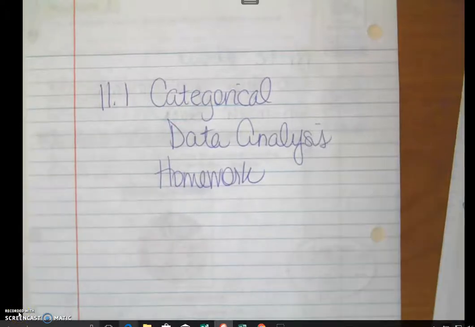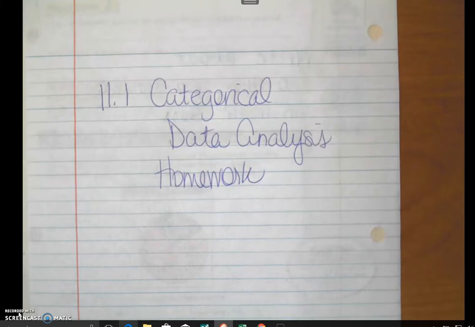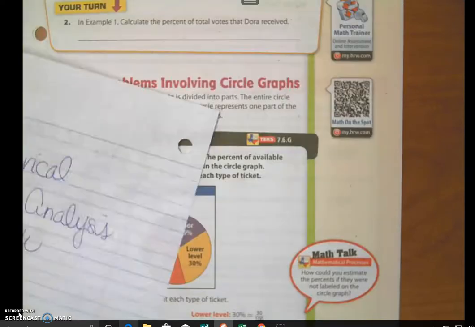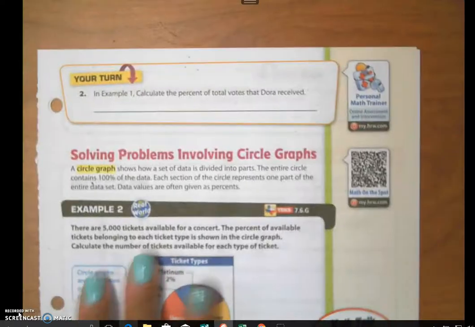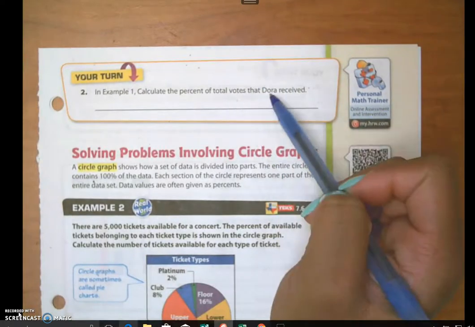Alright, so today's video is on categorical data analysis homework. We already got started on it in class. We've done a couple of examples with the bar graph and the dot plot. So we're moving on to complete the example number 2 in regards to Dora.